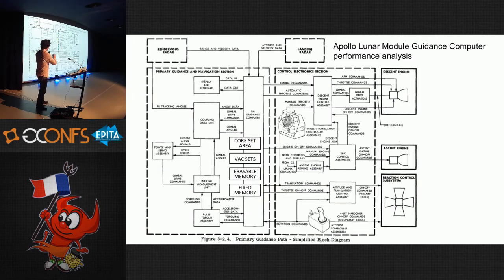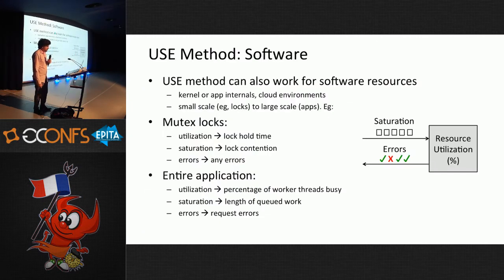But the USE method, you can actually go through hardware systems as well and figure it out. Could I do utilization, saturation, and errors for the rendezvous radar and for the descent engine? So in some cases, yes. In some cases, the metric may not make sense. But it's a useful exercise to go through because it will reveal metrics. You can also do this for software. So for example, mutex locks: utilization for a mutex lock would be lock hold time. Saturation would be lock contention, and errors are any errors it throws. I could do it for an entire application or a microservice on the cloud as well.